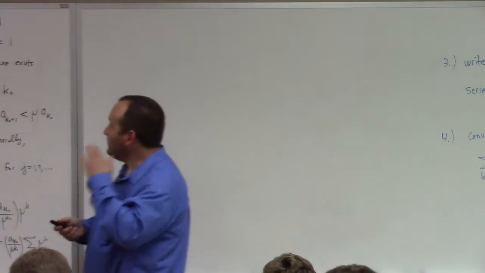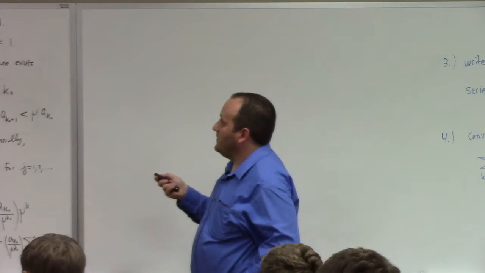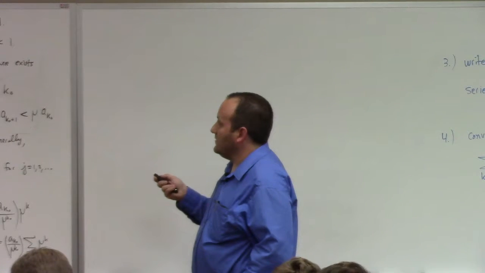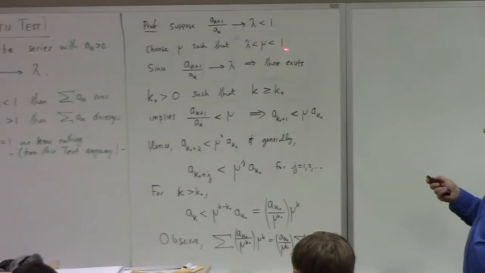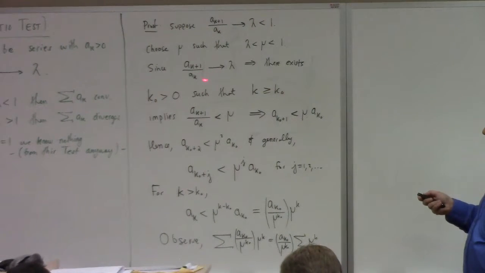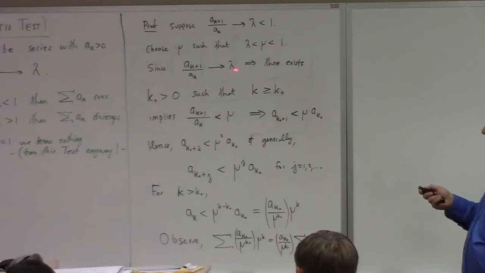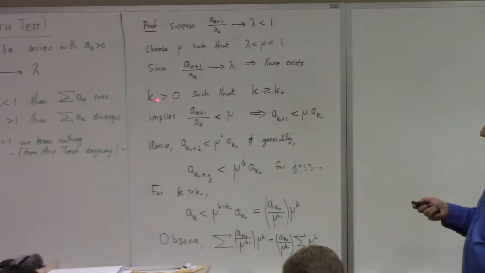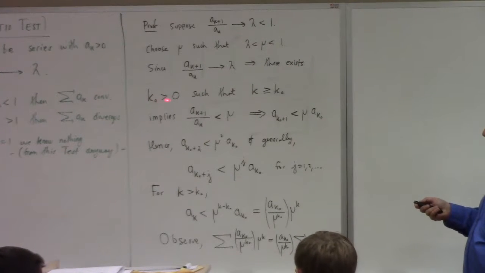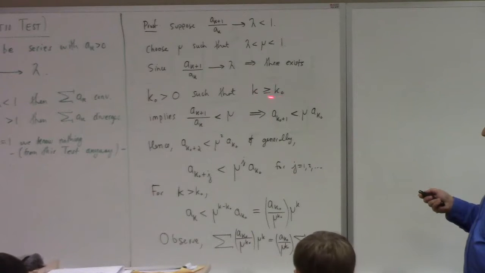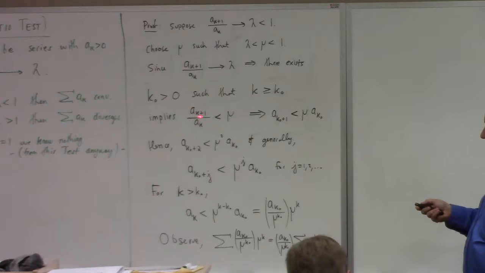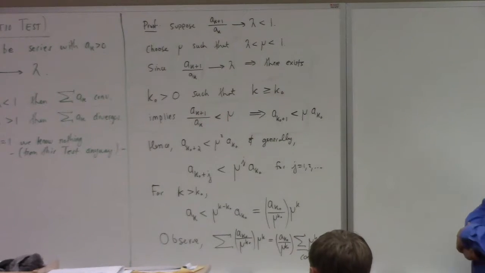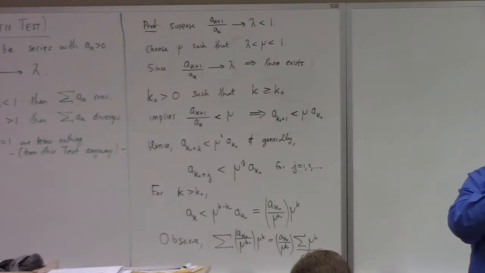So here's the proof. If you have the ratio goes to lambda, which is less than 1, you can choose a mu between lambda and 1. All right? So we're assuming that this quotient goes to lambda. That means that there exists some integer k naught, so that whenever you're beyond that integer k naught, you have that a sub k plus 1 over a sub k is less than mu. I don't know if that's immediately obvious to you, but if it's tending, right?